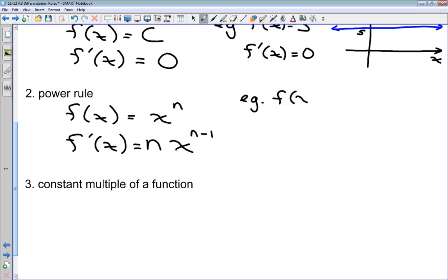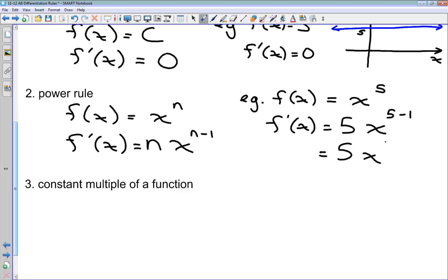So let's say our function was f at x equals x to the power of 5. Our derivative would be, well, let's see, we take that 5 that's up in the exponent, we bring it down as a coefficient, 5, we keep the x the same. And then up here in our exponent, our new exponent is going to be 5 minus 1. So our derivative function is 5x to the power of 4.